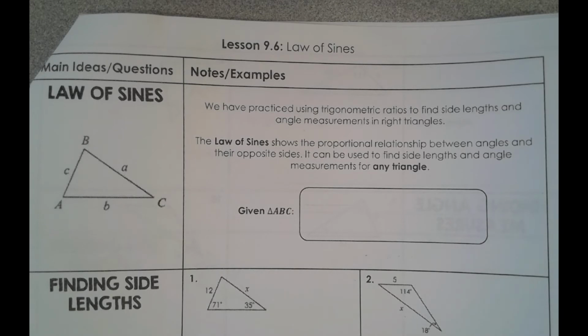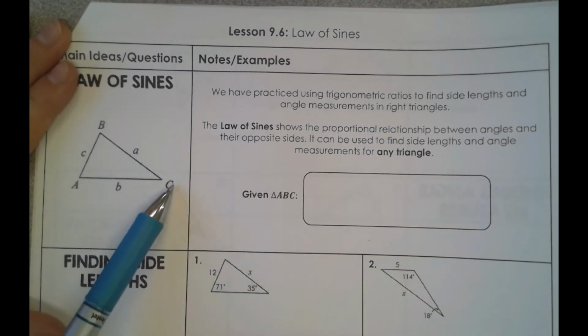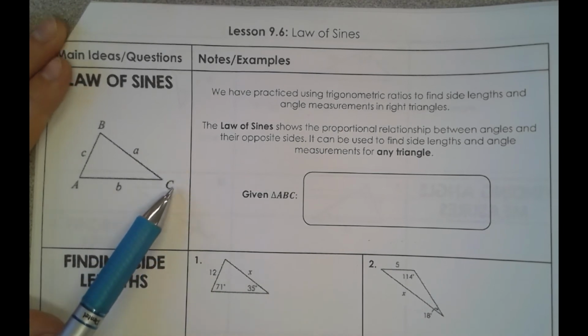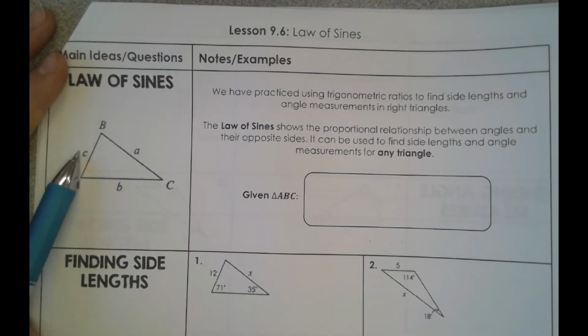But we can also use sine in another way to help us find side lengths and angle measures for triangles that are not right triangles. In order to do this, we need at least two angles and one side. So here is kind of a formula, not really a formula, but something like that. Notice how in this triangle, the angles are marked with a capital letter, and the side that is across from them is the lowercase letter.